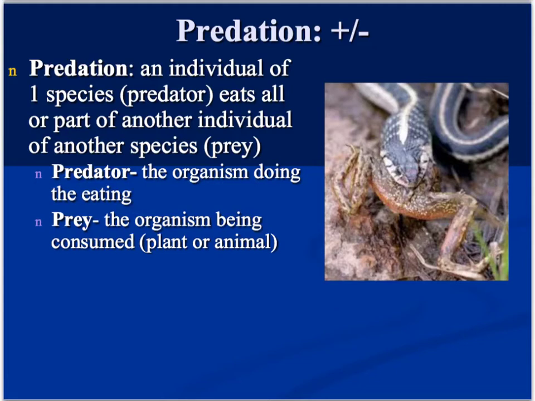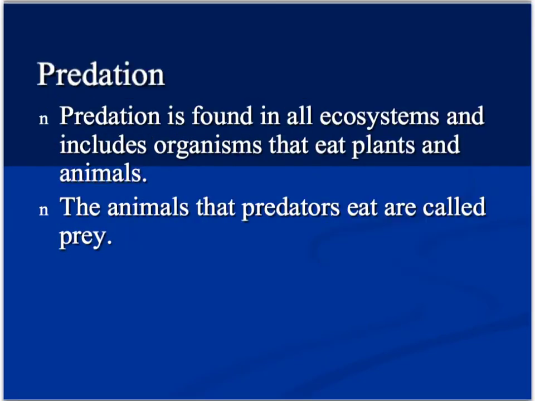So in this picture to the right, it's pretty easy to see that the snake is the predator and the frog is going to be our prey in this case. It is getting eaten. So if you didn't know those words before, that's what it means. Predator, thing eating the thing; prey, what's getting eaten. Predation is found in all ecosystems and includes organisms that eat plants and animals. So, for instance, it is still considered technically predation when a primary consumer eats a plant.